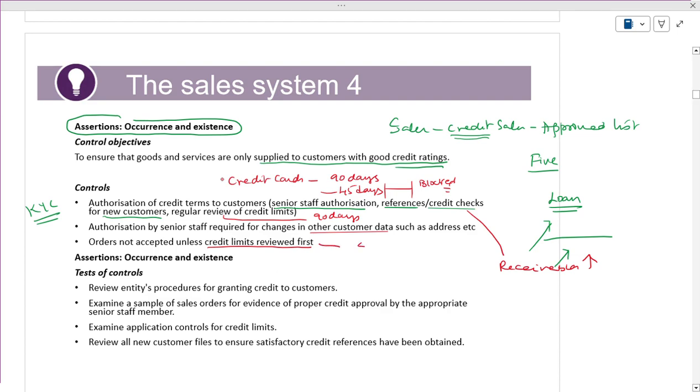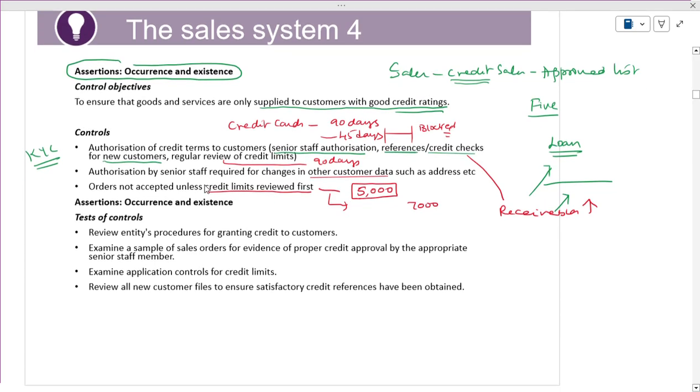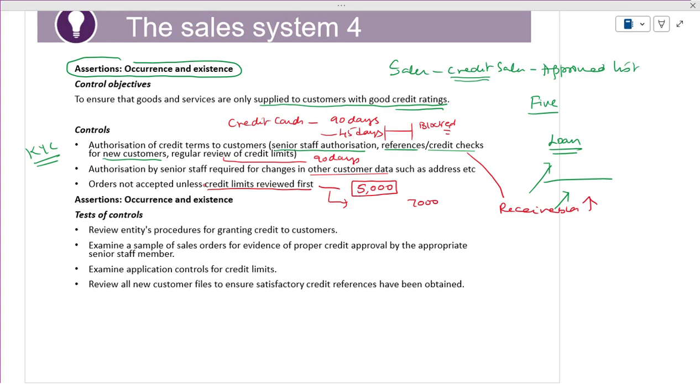If a person is ordering for 5,000, you can accept the order. You cannot accept the order for 7,000. You cannot go beyond 5,000. That much you have to understand. The credit limit has to be reviewed first. Whether he is within the credit limit, then only we can sell, because every customer will have a different credit limit. What we are doing is reviewing entry procedures for granting credit to customers. The same process will work. We have controls, and we have tests of controls.